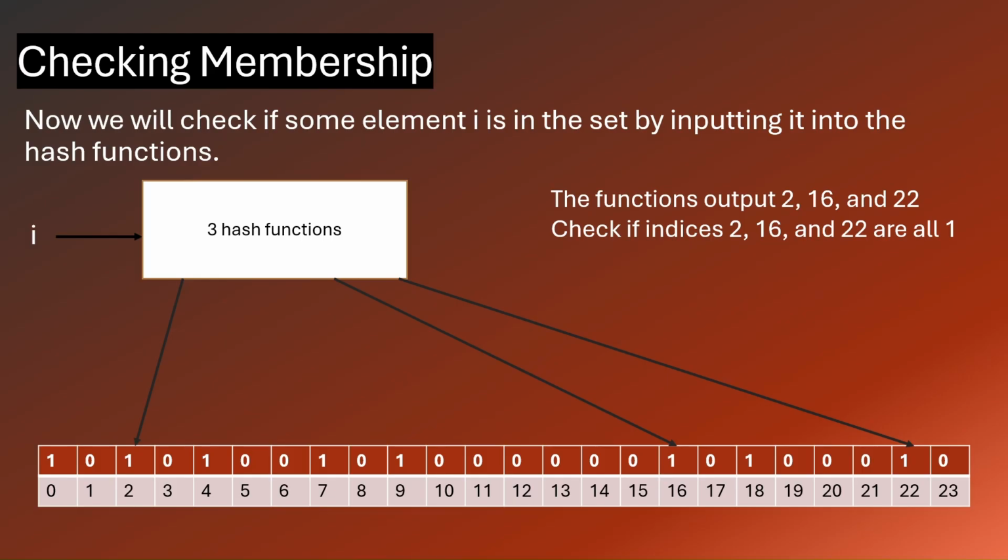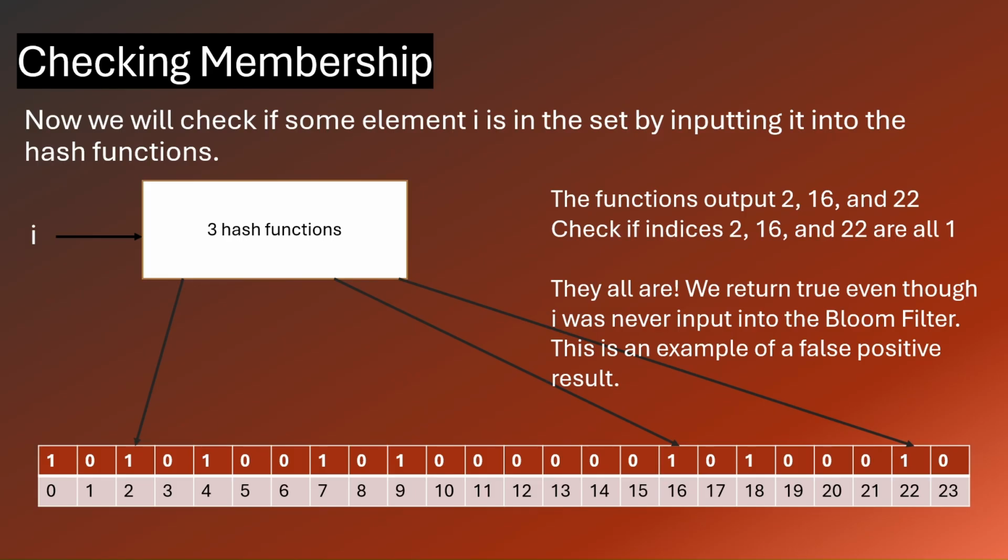Now we'll check for another element we'll call I. We'll say I goes into the 3 hash functions, and these functions output 2, 16, and 22. So we're going to check at index 2, index 16, and index 22, and these are actually all 1. So what this means is even though we never inserted element I, we've still returned true that the element exists in the Bloom filter, which is an example of a false positive result and is one of the largest drawbacks of using a Bloom filter.